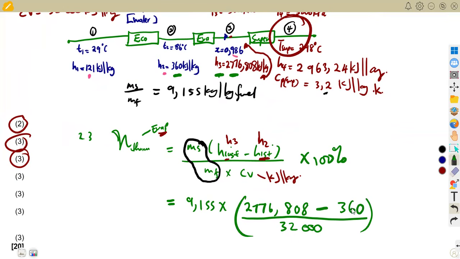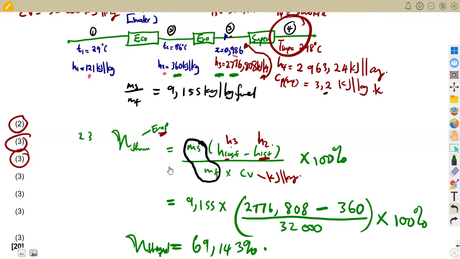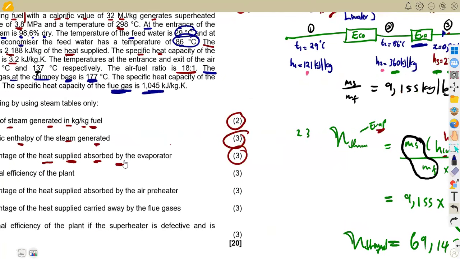The whole of this part, if we multiply it by 100%, we have got the heat given as a percentage, that is the thermal efficiency, which is going to be 69.143%, to 3 decimal places. So they were actually asking us to calculate the thermal efficiency in a hidden way. They are just hiding this. So we have to be very, very careful. But this is the thermal efficiency for what? The evaporator, the heat absorbed by the evaporator.